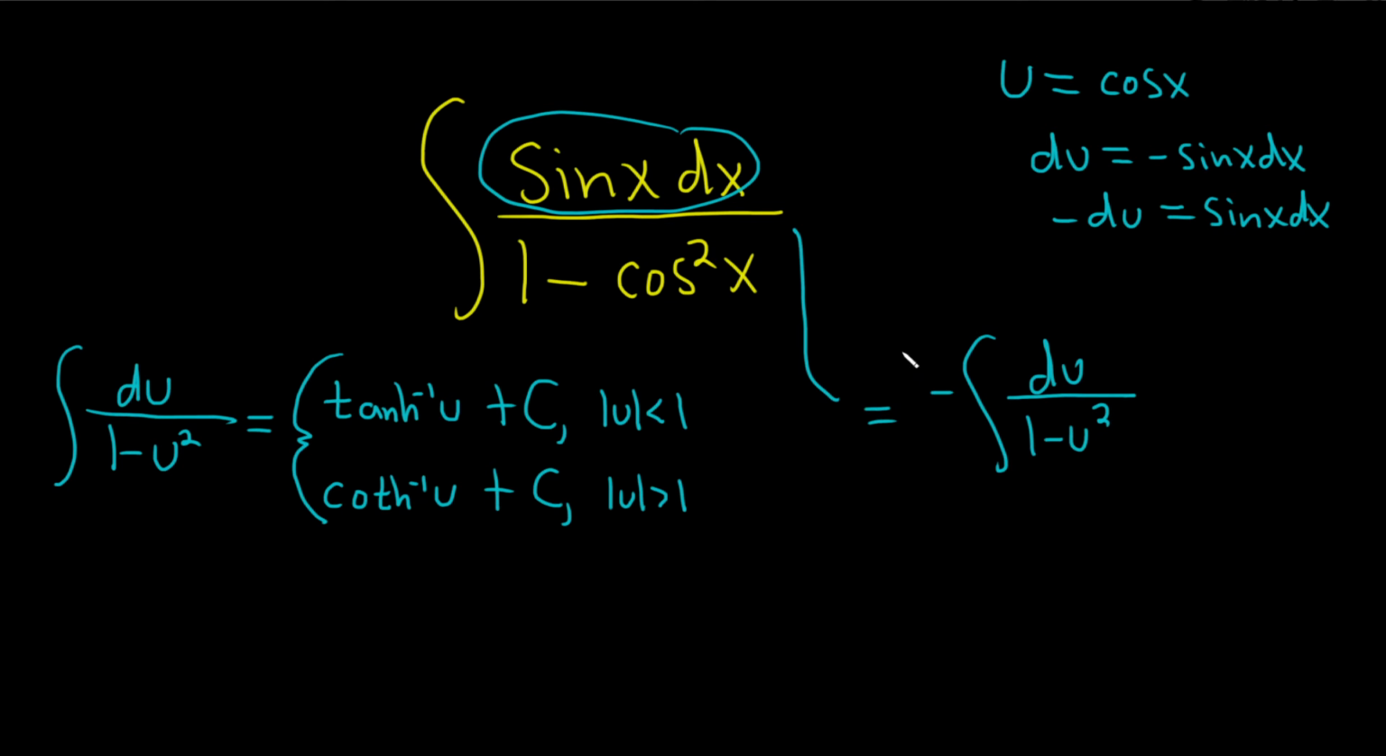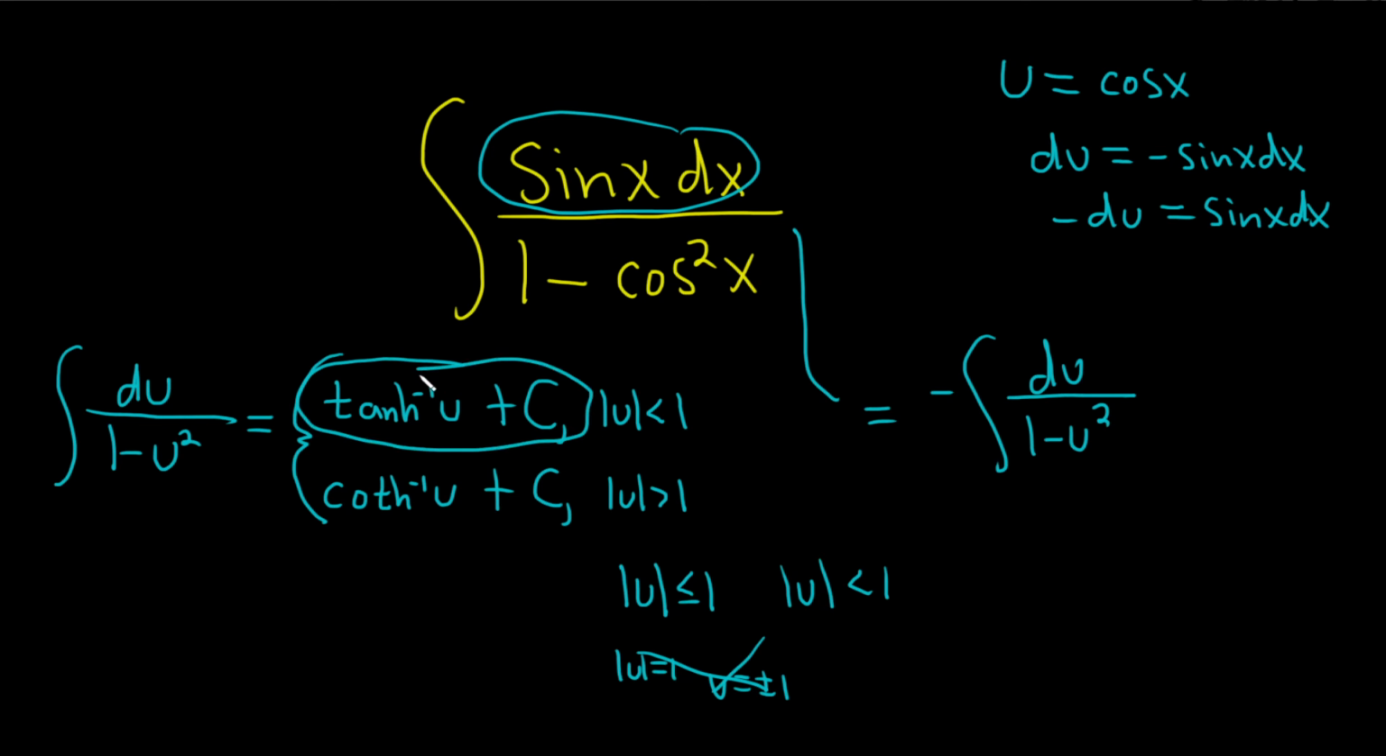So which formula do we use? Well, we're looking at u equals cosine of x. So the absolute value of u is less than or equal to 1. Note, it can't be equal to 1 because that would be a problem. If you have the absolute value of u equal to 1, then u is equal to plus or minus 1, and then you end up dividing by 0. So that's no good. So we're looking at the case strictly where it's less than 1. Otherwise, this doesn't make any sense. So this means that we're using this piece here.